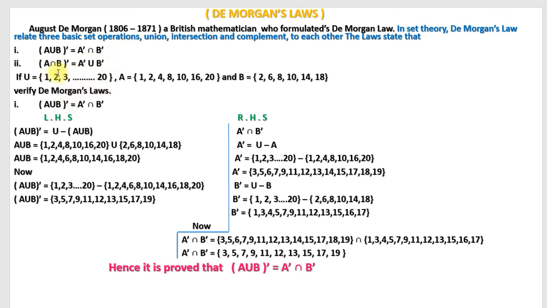Now students, we are learning how to apply these laws. In the beginning there are three operations: union, intersection and complement. First, the elements are given: U is 1 till 20. Elements of A are 1, 2, 4, 8, 10, 16, 20, and elements of B are 2, 6, 8, 10, 14 and 18. Now we are applying the first law of De Morgan's: complement of (A union B) is equal to A complement intersection B complement.